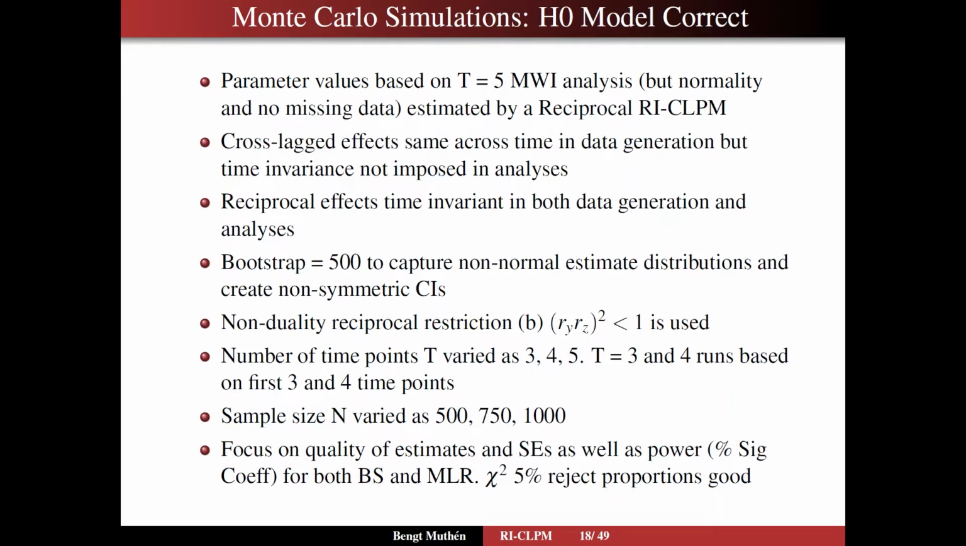For all of them, the chi-square reject proportion is good. You know, the 5% reject should be about 5%. That is, the 0.05 proportion for the different replications, the outcome should be close to 0.05. And that happens in all of these cases very nicely.